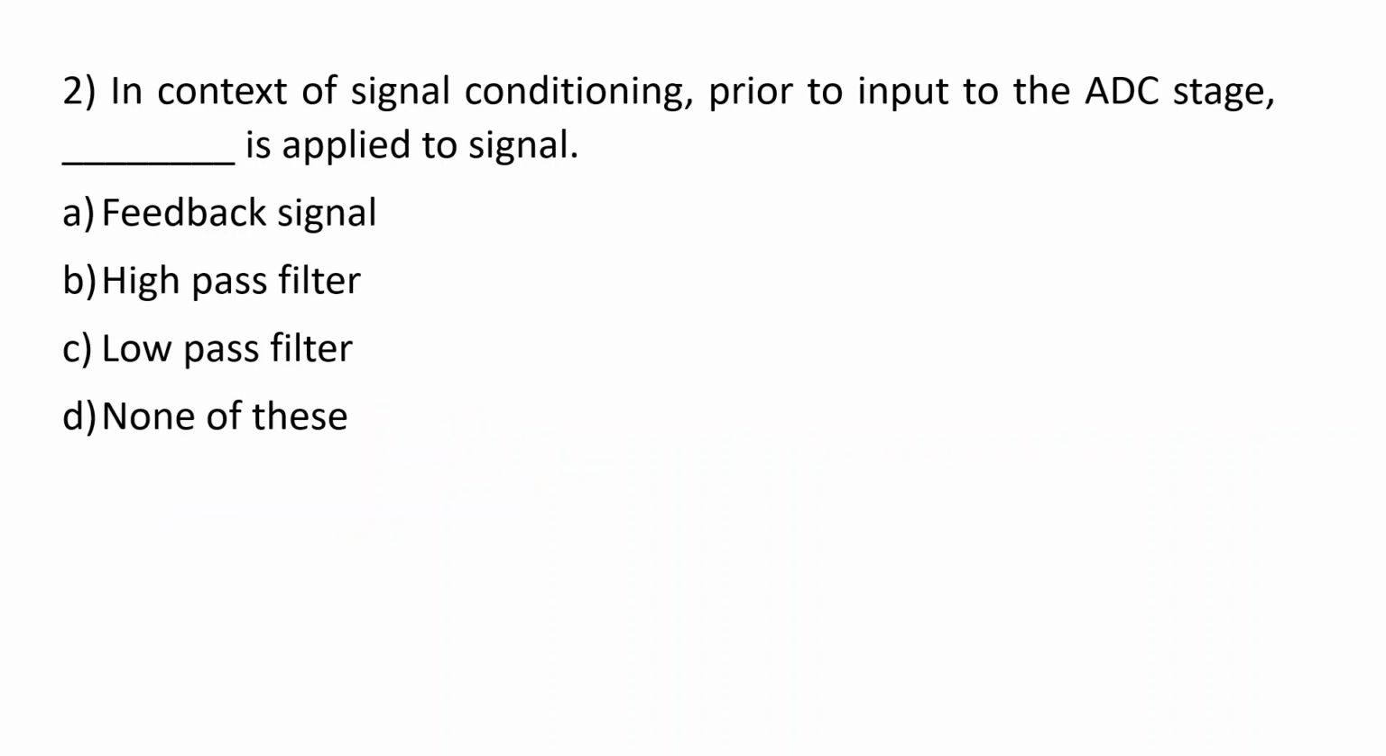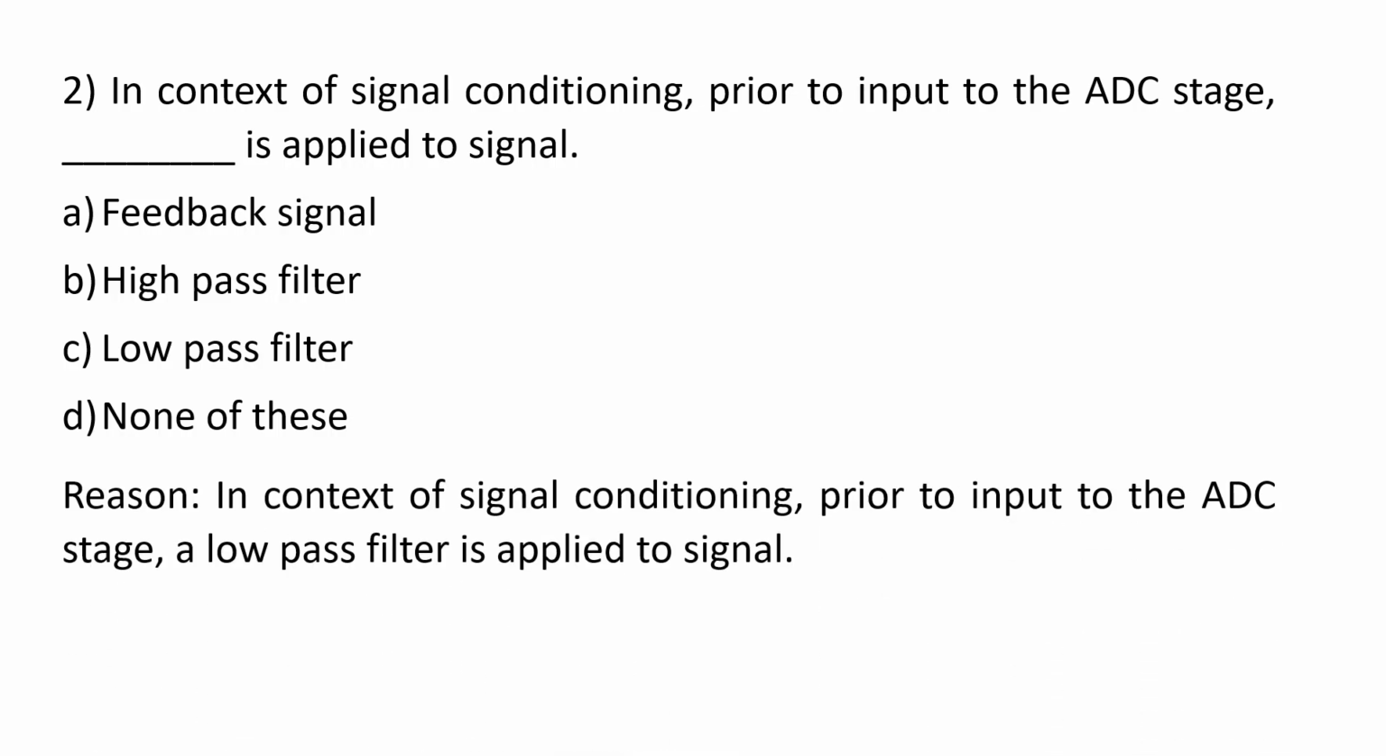The next question is, in the context of signal conditioning prior to the input to the ADC stage, dash is applied to the signal. The options are: first, the feedback signal; second, the high pass filter; third, the low pass filter; and the fourth is none of these. Please write down in the chat the correct option. The correct option is that in the context of signal conditioning, prior to the input to the ADC, a low pass filter is applied.